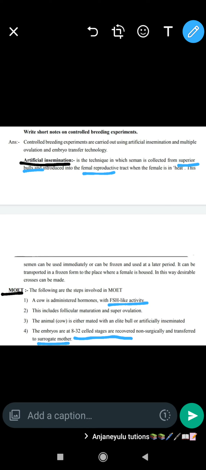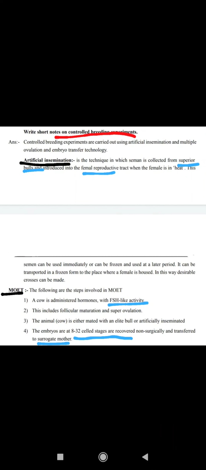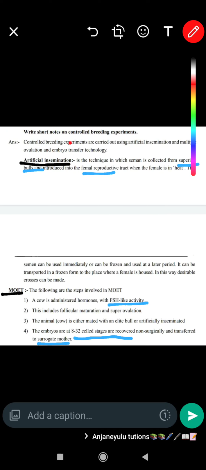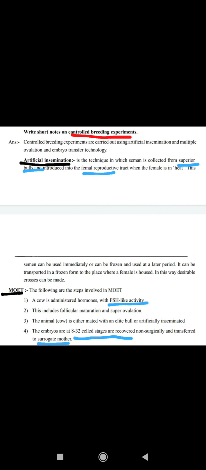We are going to discuss breeding experiments. Controlled breeding experiments. What are these controlled breeding experiments? These controlled breeding experiments are carried out using artificial insemination and multiple ovulation, an embryo transfer method.